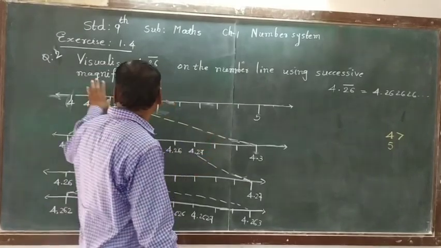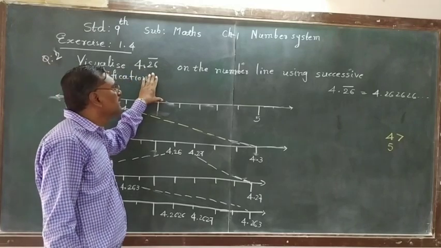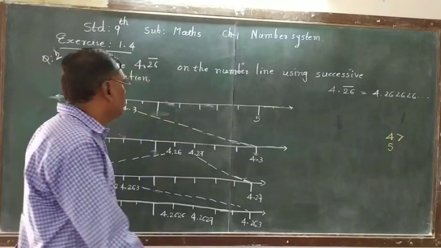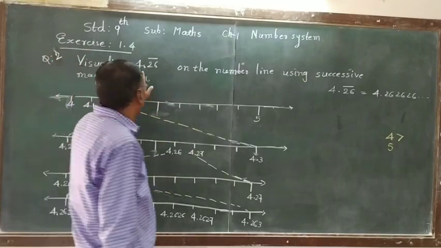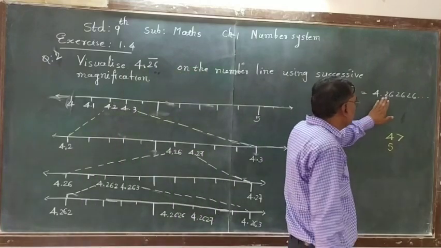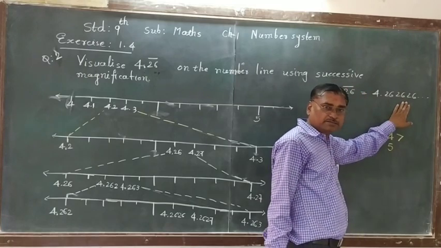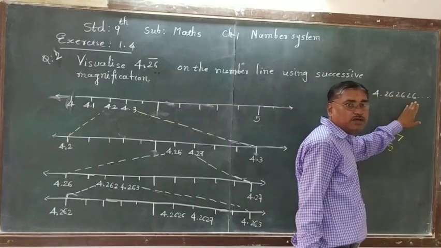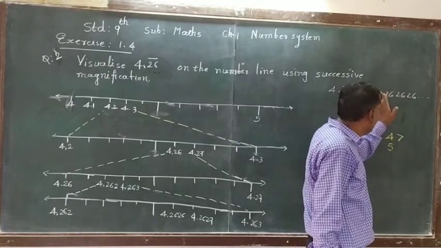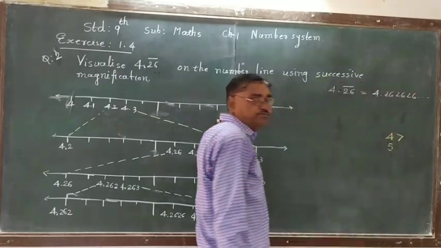Now the second question. Visualize 4.26 bar on the number line using successive magnification. Bar means we can write 26, 26, 26 repeated many times. It is non-terminating; this answer is endless. We can write it many times. But how to represent this number on the number line?